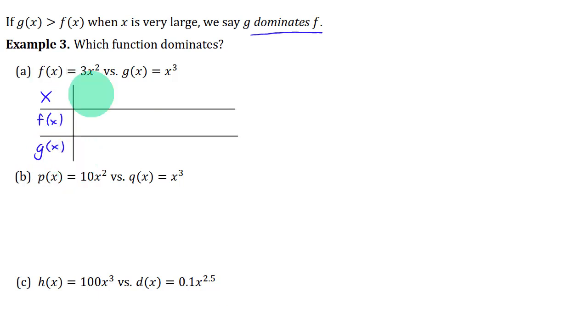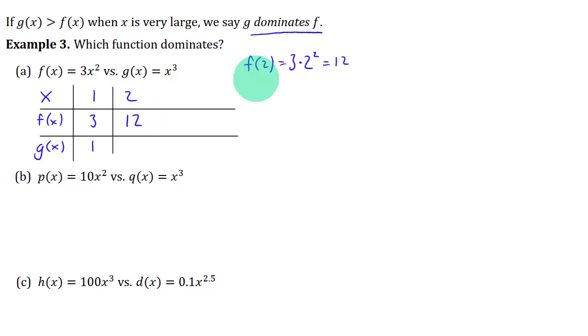So if you plug in 1 or 2, let's see, f of 1 is going to be 3 times 1 squared, which is 3. G of 1 is just going to be 1 times 1 times 1, which is just 1. Okay, so far it looks like f of x is bigger. If you plug in 2, f of 2 is going to be 3 times 2 squared, which is 3 times 4, which is 12.